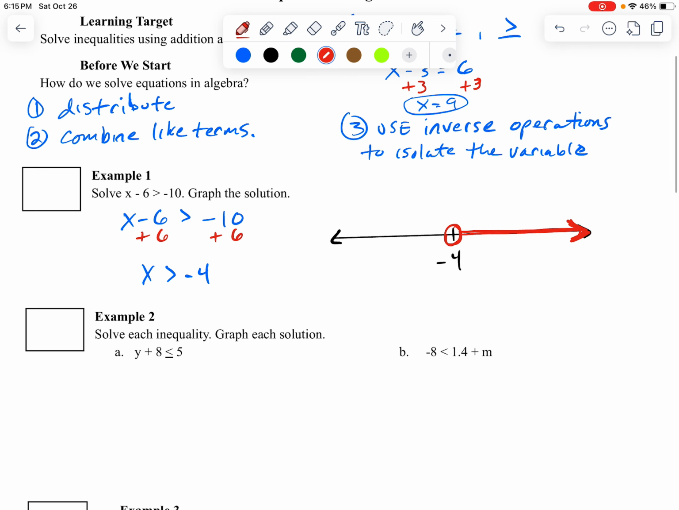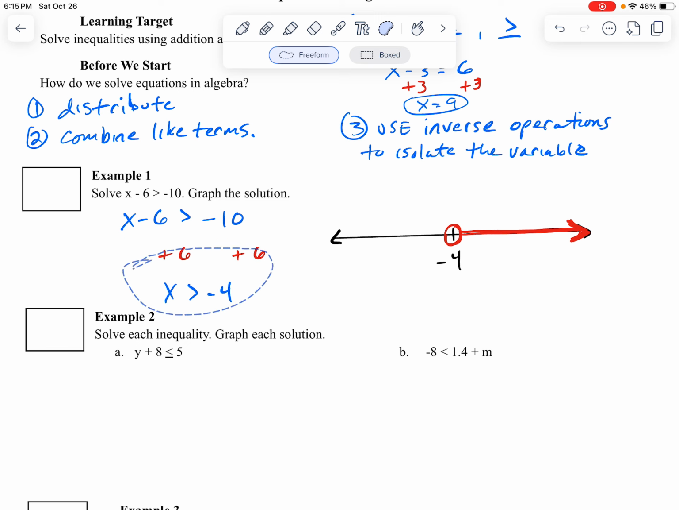So a reminder of what this means: we're shading this because any number greater than negative 4 is a solution to our inequality. That means it would make this true. If we go back to the original, and instead of x, I substitute any value greater than negative 4, it would make this true.